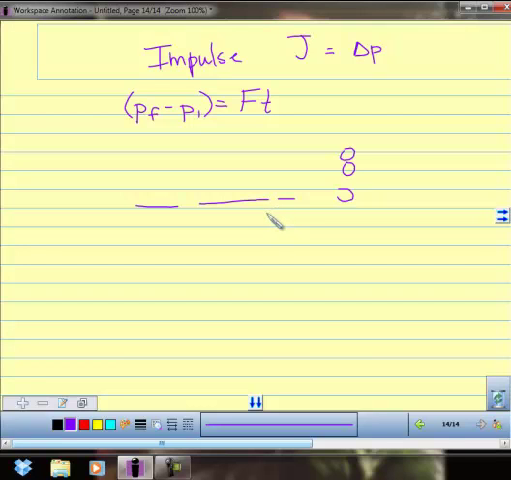Slamming on the brake versus gradually applying the brake is going to decrease the amount of force that is going to be applied to you. So as the time increases, force decreases. Your change in momentum stays the same. So this is where we get the impulse aspect. Higher force, less time.